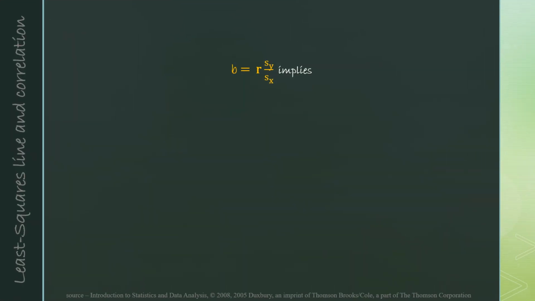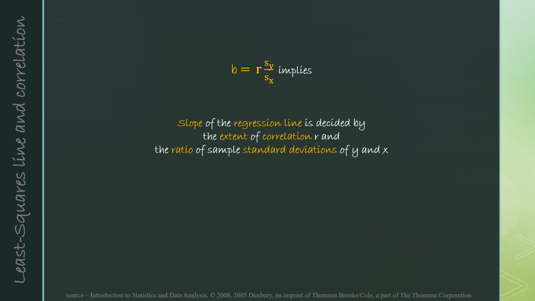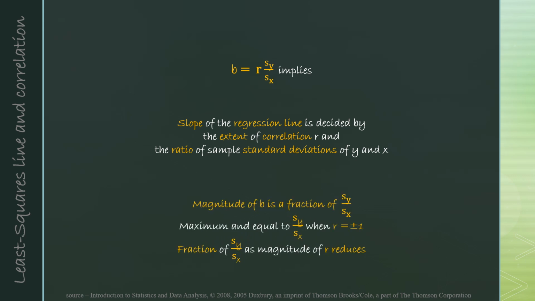b equals r multiplied by sy divided by sx implies the slope of the regression line is decided by the extent of the correlation r and the ratio of the sample standard deviations of y and x. The magnitude of b is a fraction of sy divided by sx, where b is maximum and equal to sy divided by sx when r equals plus or minus 1, and a fraction of sy divided by sx as the magnitude of r reduces.